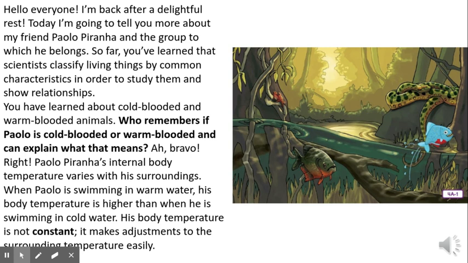So far you've learned that scientists classify living things by common characteristics in order to study them and show relationships. You've learned about cold-blooded and warm-blooded animals. Who remembers if Polo Piranha is cold-blooded or warm-blooded and can explain what that means? Ah, bravo, right. Polo Piranha's internal body temperature varies with his surroundings. When Polo is swimming in warm water, his body temperature is higher than when he is swimming in cold water. His body temperature is not constant.